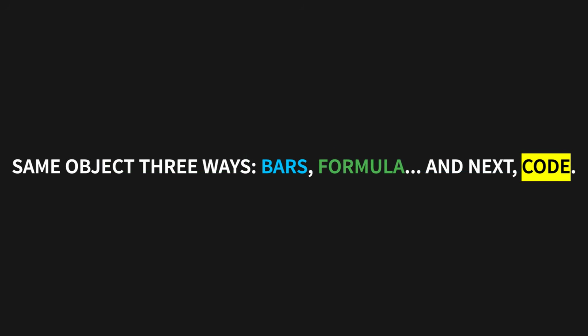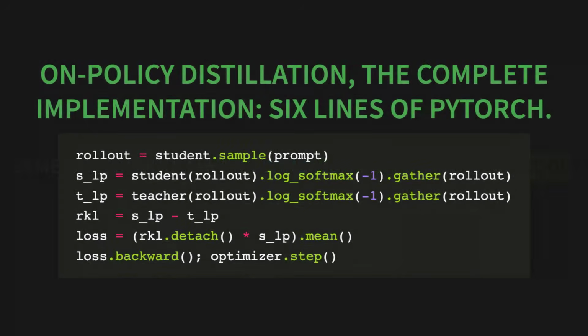So you've seen the same object 3 ways: the bars, the formula, and next, the code. And once you understand the formula, the code is just a translation of it, line by line. Remember the 6 lines from the intro? Let's write them and run them on the toy.